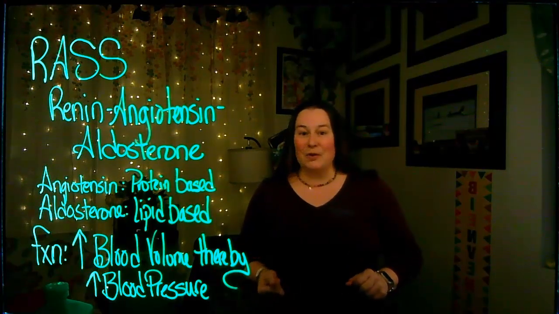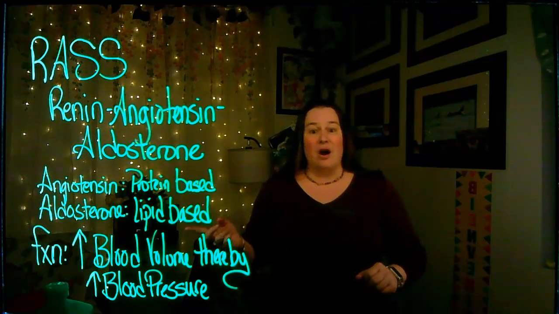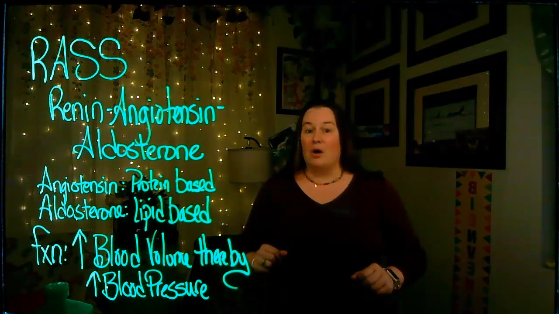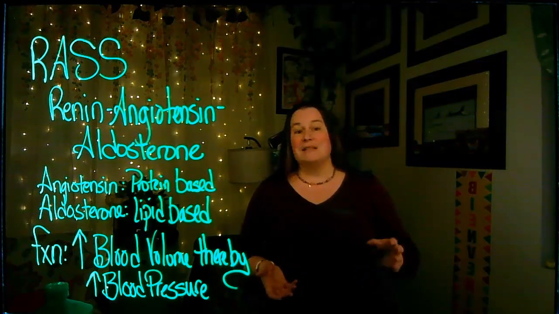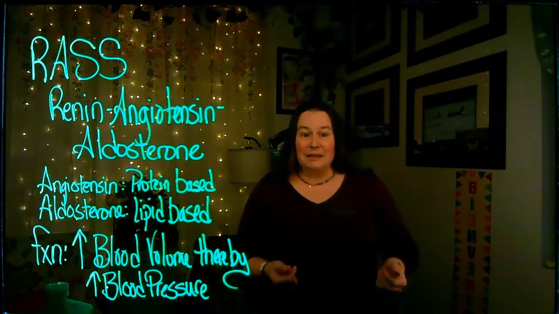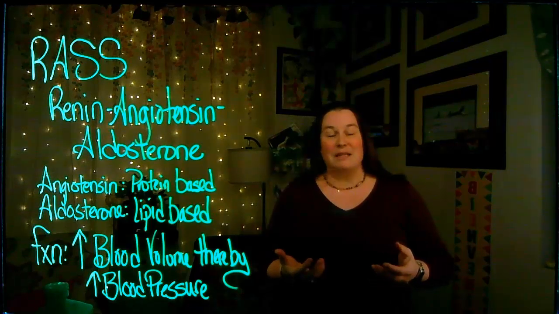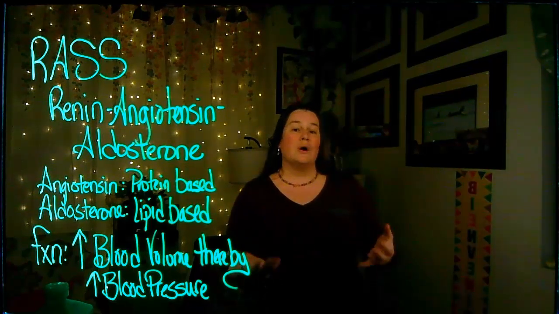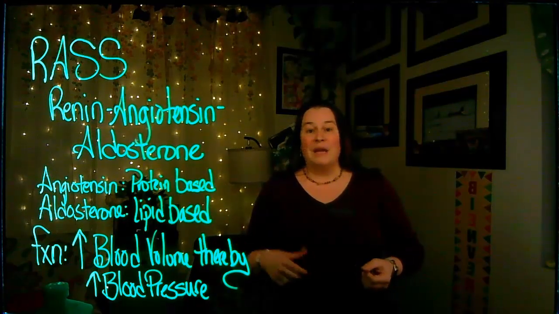As is typical for my videos, you will note that there are two hormones here in this loop, and what those hormones are made of is indicated next to them. So, angiotensin is a protein-based hormone, and what that means in the way of half-life is that it's going to be enacted and metabolized relatively quickly.